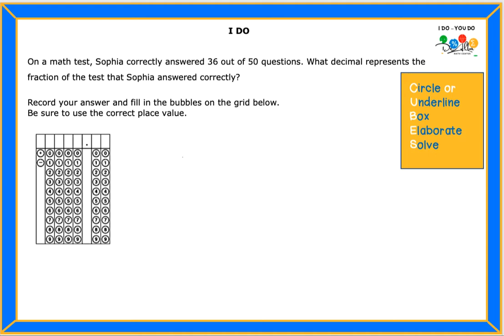On a math test, Sophia correctly answered 36 out of 50 questions. What decimal represents the fraction on the test that Sophia answered correctly? Okay, and we're gonna use the grid. Let's use the strategy of cubes and let's start identifying important information.